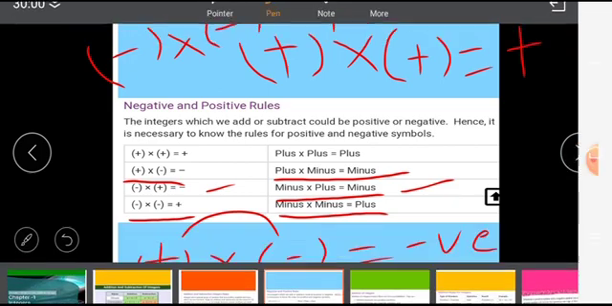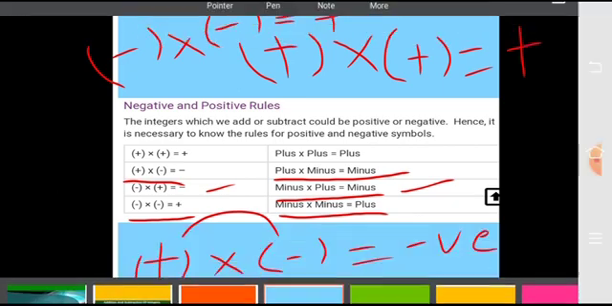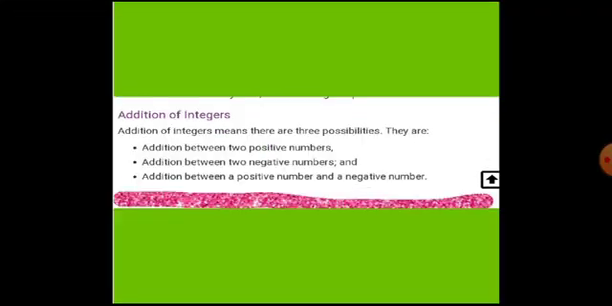Now move to the next topic, that is addition of integers. How can you add two integers? As you know, integers are natural numbers, 0 and negative numbers. So how can you add these numbers? Addition of integers means there are three possibilities. First, addition between two positive numbers means we can add two positive numbers.